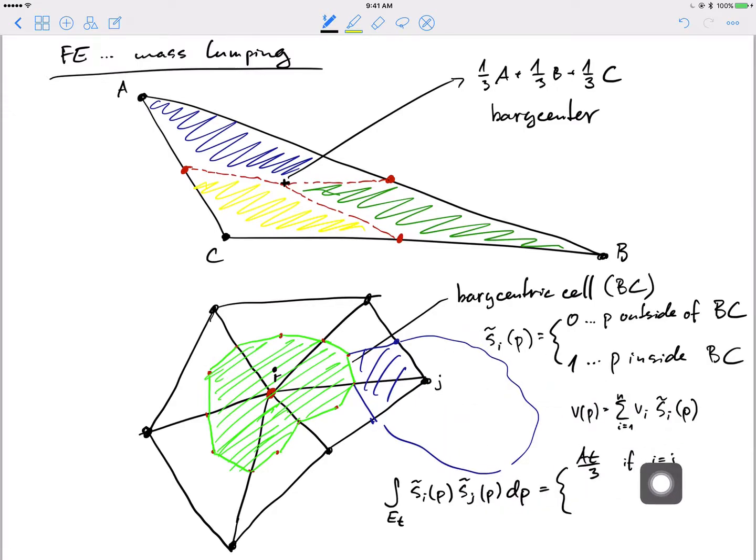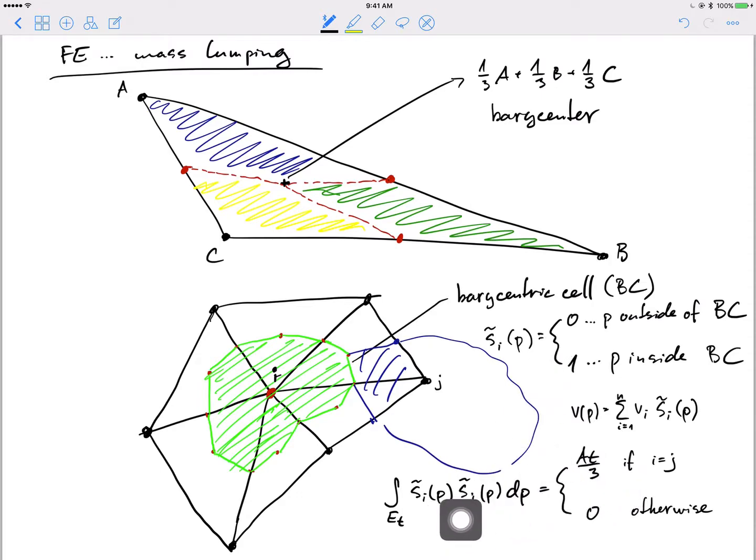Because what happens if i equals j? Yeah, somebody said 0, right? That's exactly what happens otherwise. Because if i equals j, then I'm squaring this. Well, squaring this does nothing, right? 0 squared is 0, 1 squared is 1. So I am basically integrating just the shape function. So if I'm integrating over the triangle, for example, the blue one, I get 1/3 of the area. If I'm integrating every other one, I also get 1/3 of the area. So that's why this is always the area of the triangle over three.